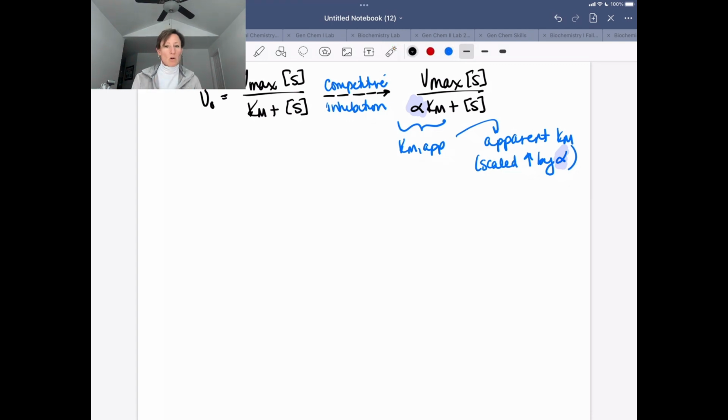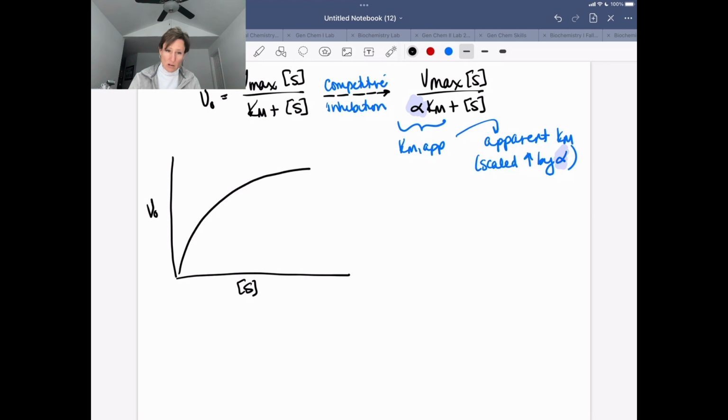So let's map on what that actually looks like with the two sort of graphs that we are used to seeing. So the first graph that we're going to look at is a plot of V naught as a function of substrate concentration, right? And when we have no inhibition, let's say that our line looks like this. So this would be alpha equal to 1. That's no inhibitor. As we start inhibiting, we are going to make this reaction slower and slower until we have a more potent inhibitor.